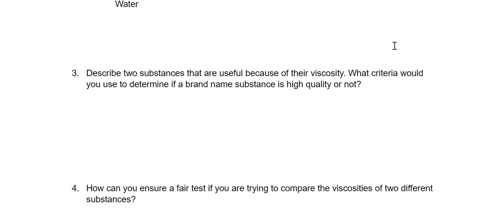Number 3, describe 2 substances that are useful because of their viscosity. What criteria would you use to determine if a brand name substance is high quality or not? Some things are helpful because they are thick. So think about 2 things where it would be important, and how we might be able to tell by looking at different brand names and their viscosity if it's good quality or not.